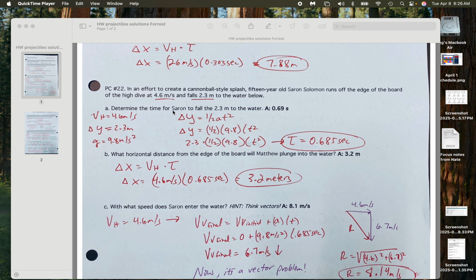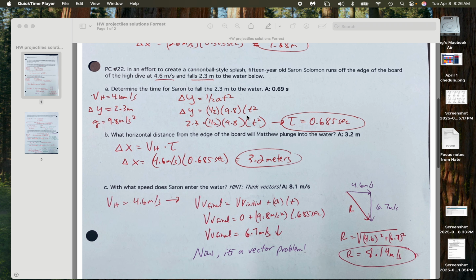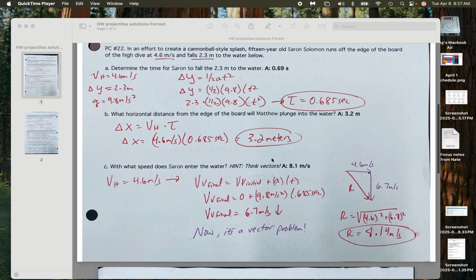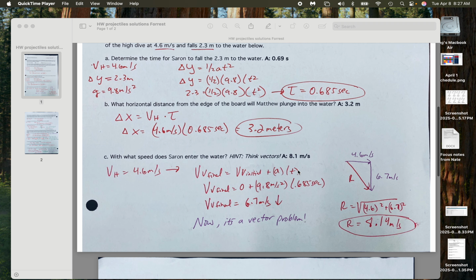To find the time to fall, I'm going to use this equation again. Don't know why I didn't put an in parentheses there. It comes out to about 0.69-ish seconds. So then the horizontal distance, I do the same thing. Figure out that it's moving 4.6 meters per second horizontally, and it's doing it for the amount of time I figured out up here. So the student ends up 3.2 meters from the edge of the diving board.